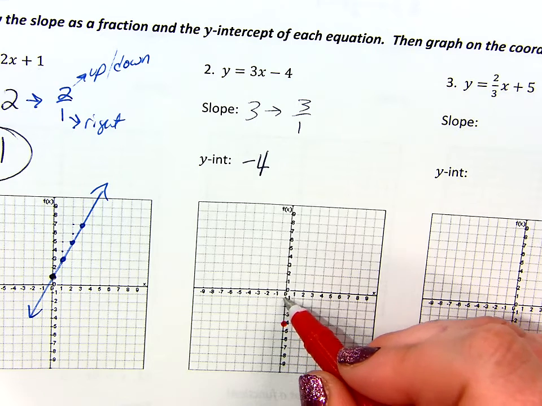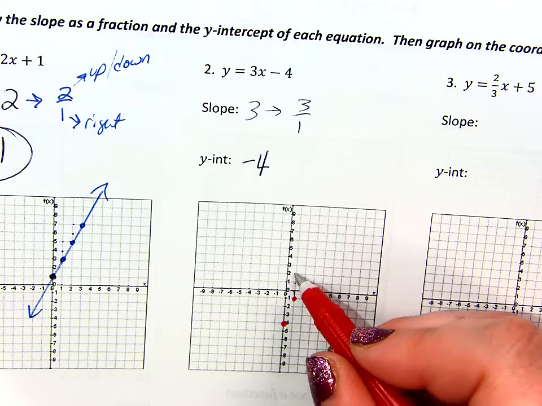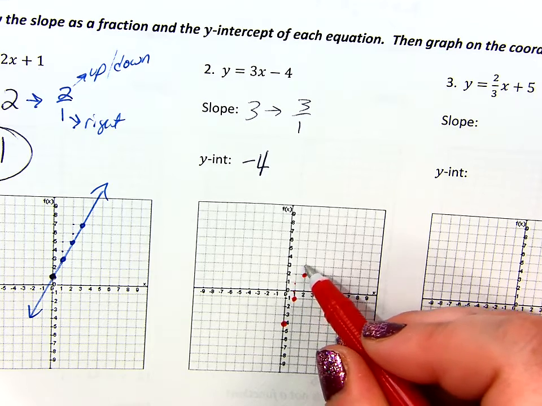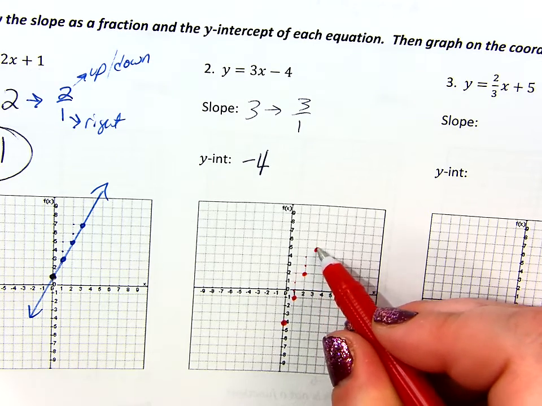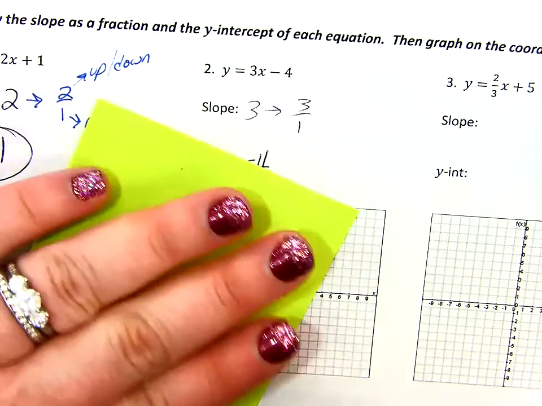Yes, 1, 2, 3 to the right 1. You can do it again. 1, 2, 3 to the right 1. There's no set number how many you have to do. You really only have to do 2.